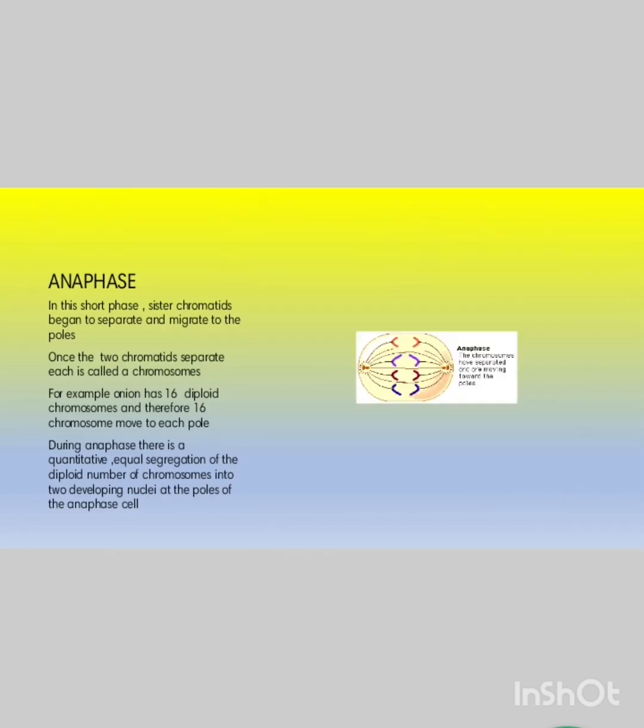Next, anaphase. In this short phase, sister chromatids begin to separate and migrate to the poles. Once the two chromatids separate, each is called a chromosome. For example, onion has 16 diploid chromosomes and therefore 16 chromosomes move to each pole. During anaphase, there is a quantitatively equal segregation of the diploid number of chromosomes into two developing nuclei at the poles of the anaphase cells.